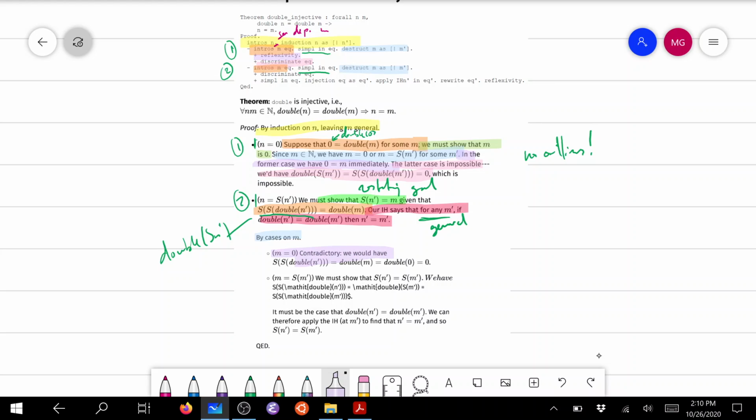So for the m equals 0 case, we have this contradiction, and that corresponds to this discriminate eq. Now, in the next case, we have some more work to do.